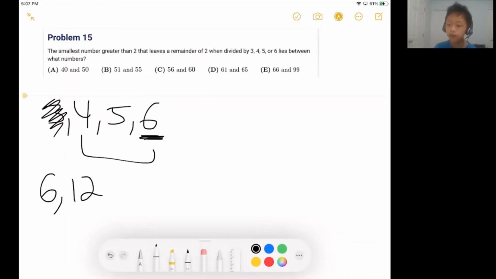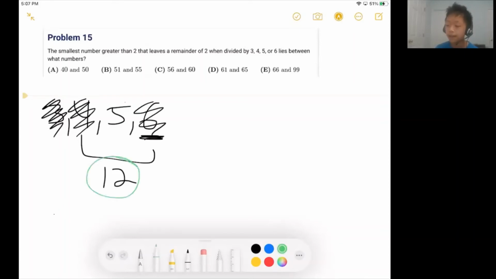Now is 12 divisible by 6? Yes, because it's the second multiple of 6. Is 12 divisible by 4? Yes, 12 divided by 4 is an integer. So for 4 and 6, the least common multiple is 12. 12 is the smallest number that has both 4 and 6 as its divisors. So now we can forget about the 4 and the 6 and just focus on the 12 and the 5.